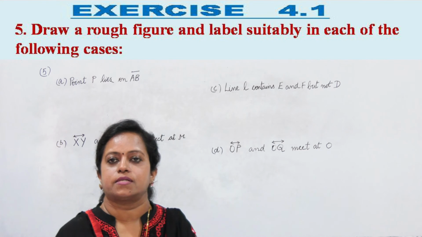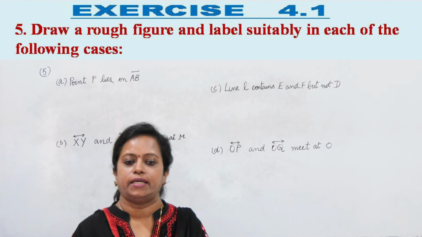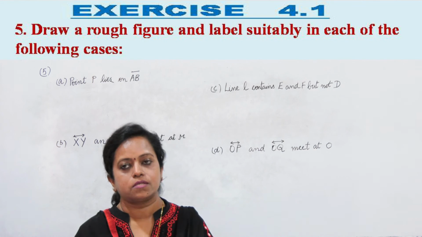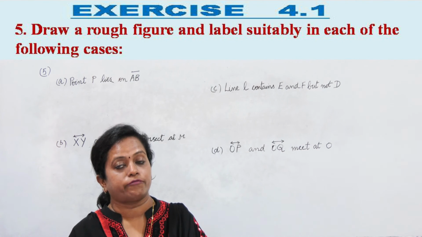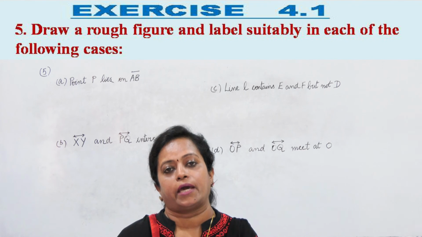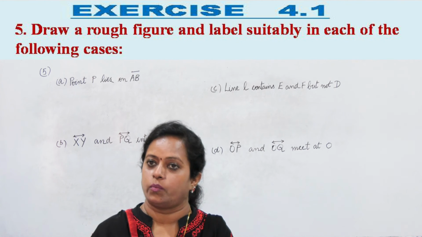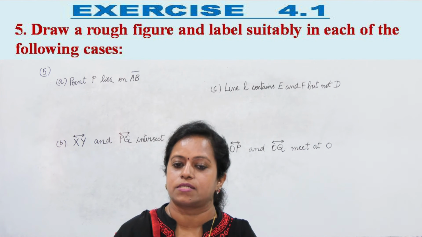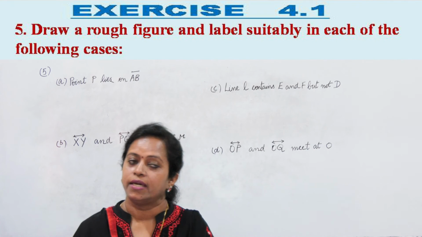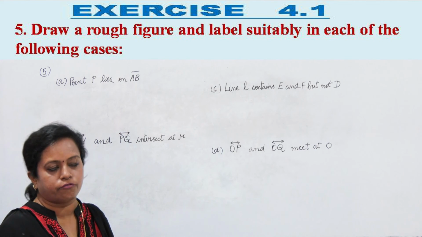Now let us solve question number 5. Draw rough figure and label suitably in each of the following cases. Remember children, when you are doing questions related with geometry, you have to draw neat figures using a sharpened pencil and ruler, and also you have to label the figure which you are making very clearly. So this is a question, draw rough figure and label suitably in each of the following cases. 4 cases have been given and you have to draw the figure for them.